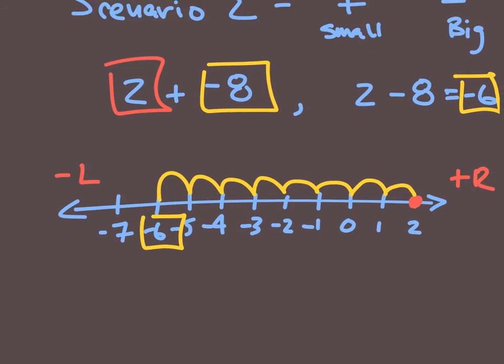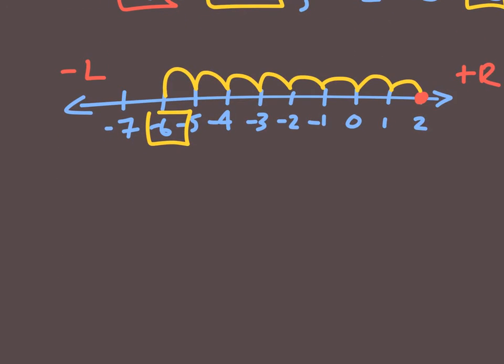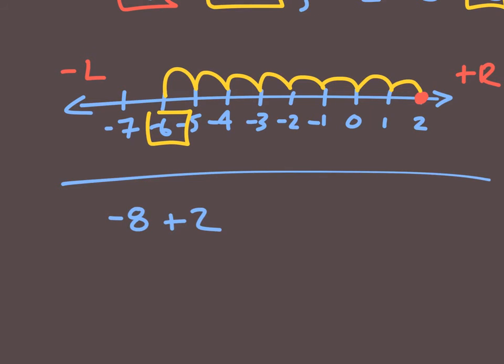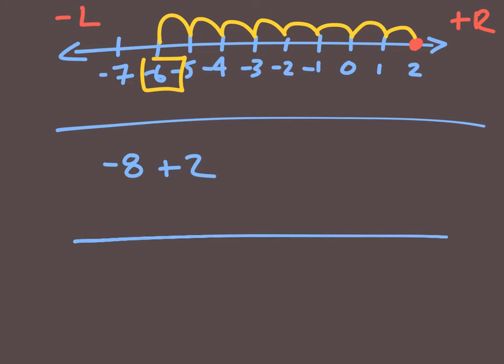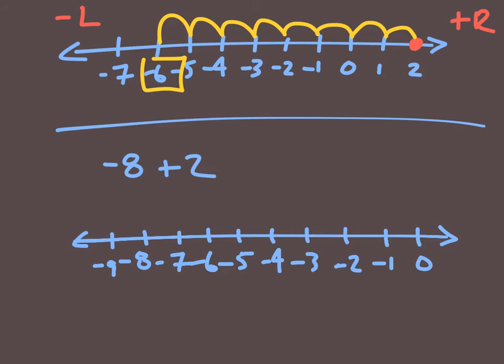Now we can also use the commutative property and reorder this. And I can write this as -8 plus 2. However you want to read it, this is the same thing as 2 plus -8. All right, and let's use a number line to figure out what we're going to do here. So again, I'm going to plot my point of -8 on my number line.